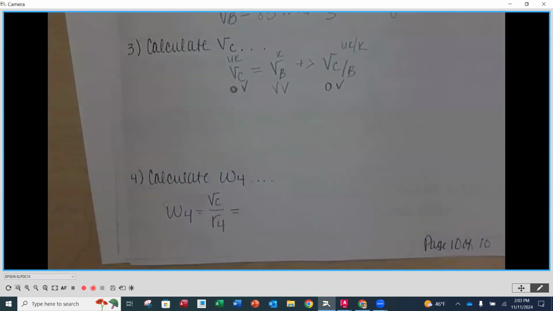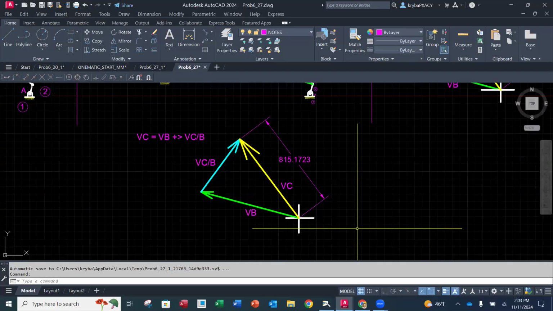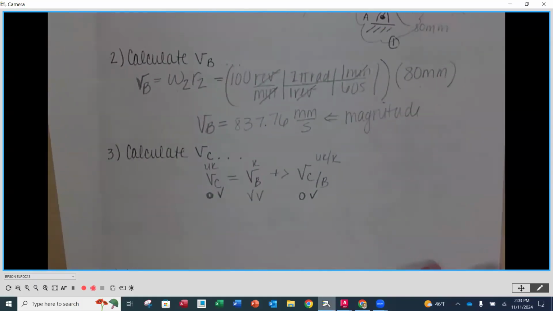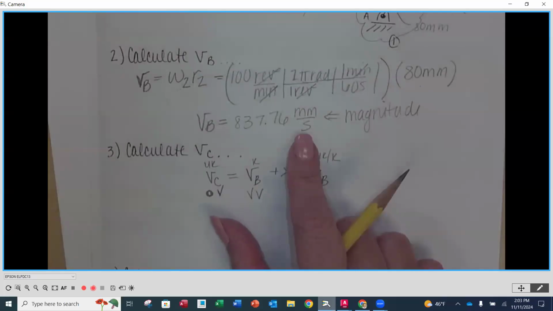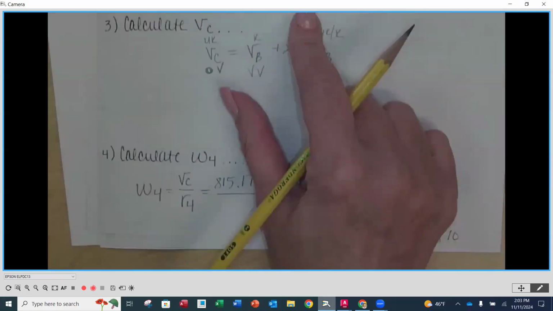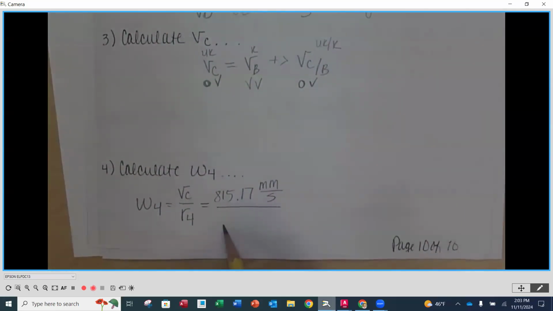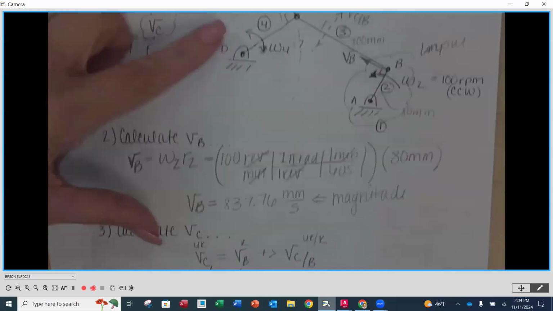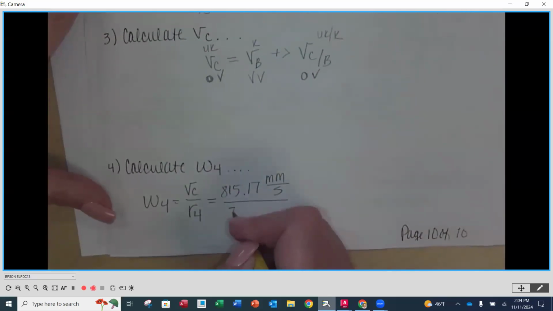And that was, let's go back to AutoCAD and get our number. That was 815.17, and that's millimeters per second. Millimeters per second. How do I know it was millimeters per second? Well, if I go back underneath here, remember for velocity of B, it was millimeters per second. So anything in that velocity triangle will have the same units. Okay. And then my radius of link number 4, that goes back to the original problem. The length of that was 720 millimeters.